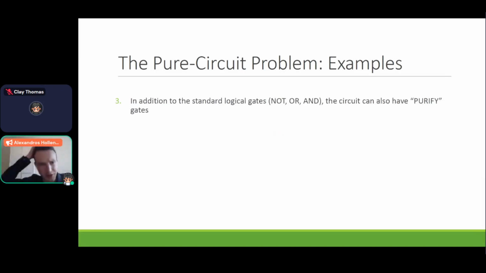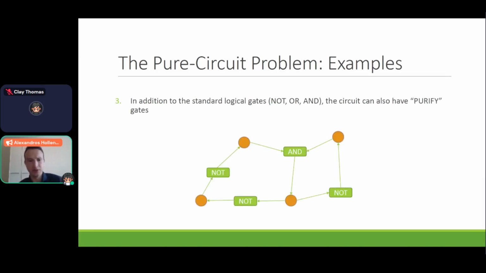And the third twist that we had was that in addition to the standard gates like NOT, OR, AND, etc., we also introduced this purify gate. So why is that gate important? Well, let's imagine that we have this circuit here as an example that does not use any of the purify gates. It only uses NOT and AND gates. I could also have added some OR gates, that would have been fine. Now, what's the problem? The problem is that this is trivial to solve.